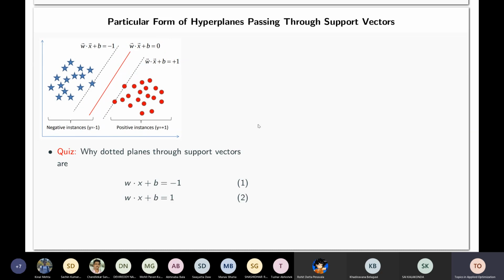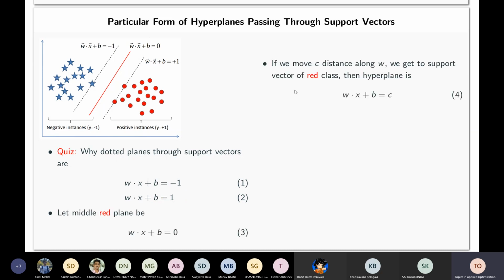Okay, so why are the dotted planes through the support vectors assumed to be like this? Why are they at +1 and -1 distance here? Are we not losing any generalization here? Actually not. So let us see how. The middle red plane is this. Now this is a general form of hyperplane. It doesn't matter. The only worry for us is, how come I am at -1 distance here and +1 distance here? What is the guarantee? How can I say that for sure, right? So there is a scaling issue going on here. Let us see what is going on.